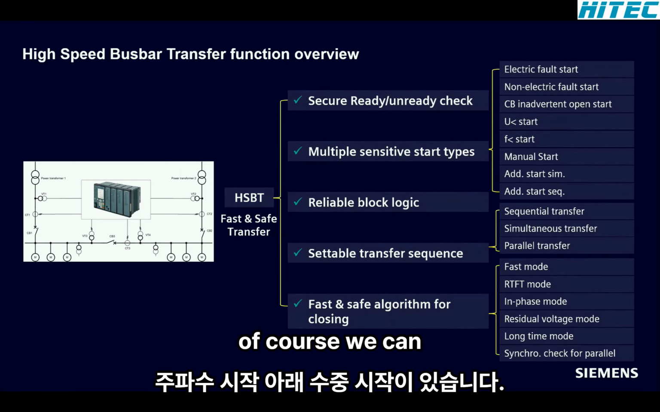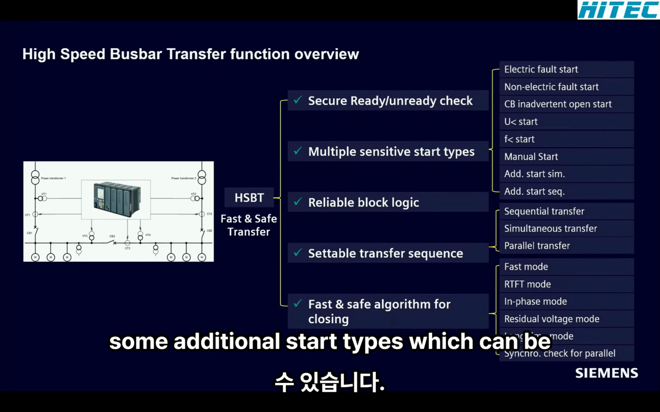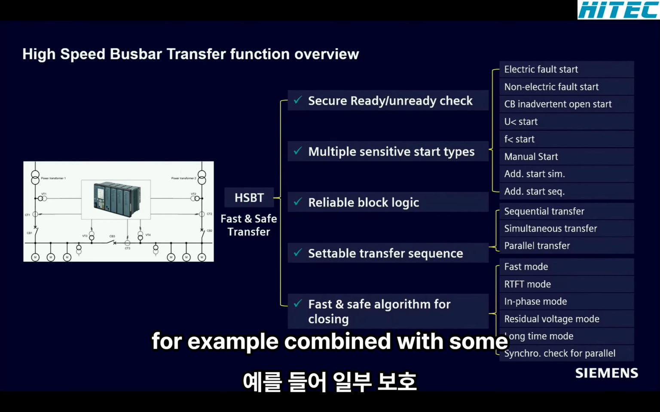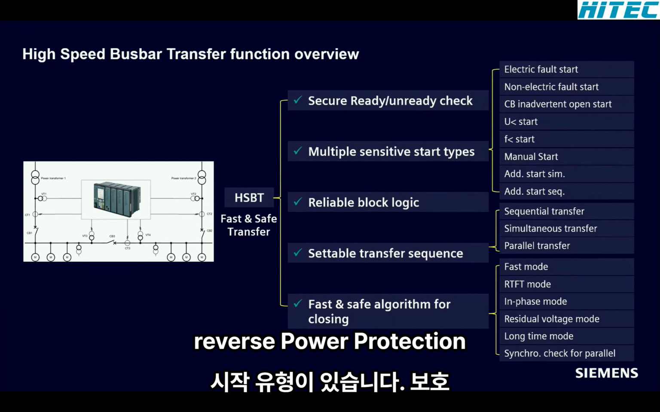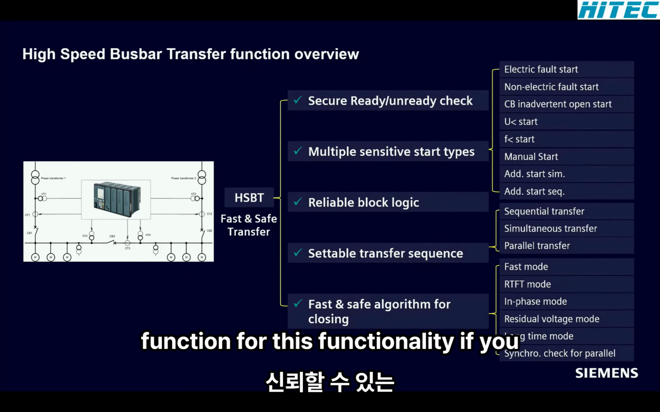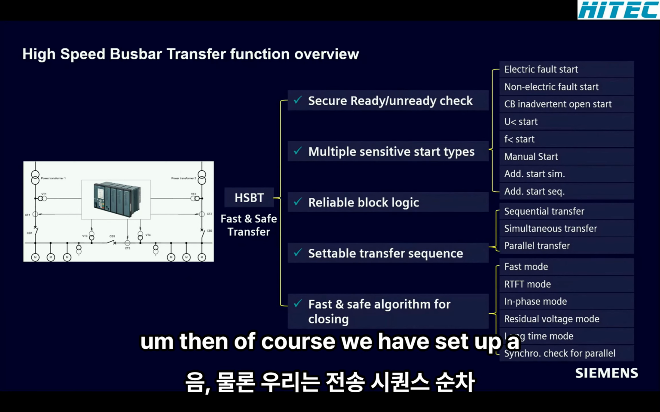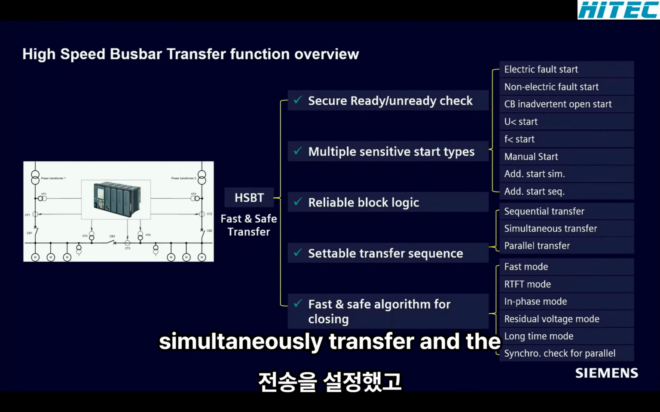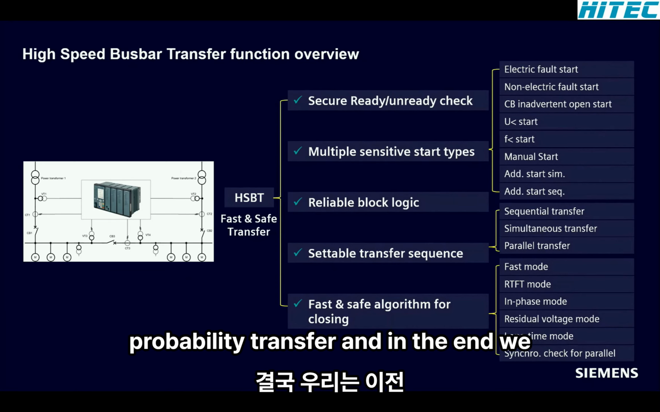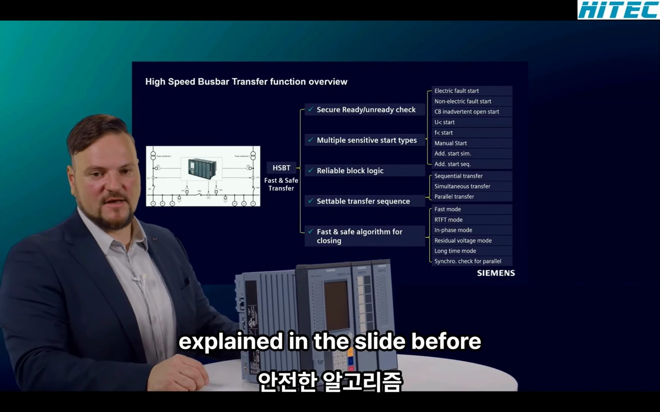We can start the transfer manually, or we have some additional start types which can be, for example, combined with some protection function, for example, the reverse power protection. So then we have a reliable blocking function for this functionality. If we have a fault on the motor bus, then of course we have a settable transfer sequence: sequential transfer, simultaneous transfer, and the parallel transfer. And in the end, we have the fast and safe algorithm for closing the circuit breaker, as I explained in the slide before.